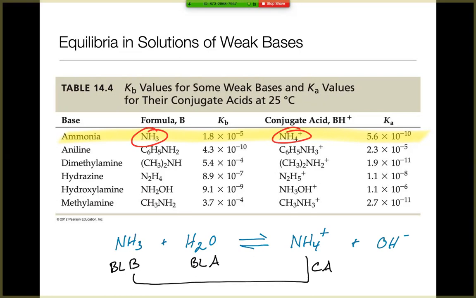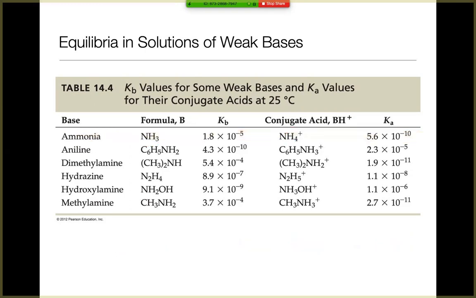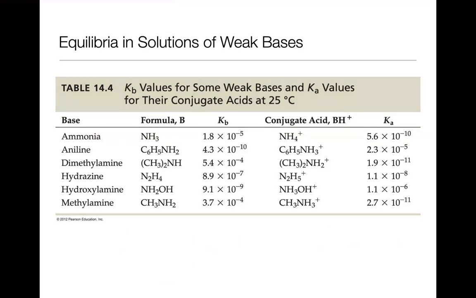And so there's going to be a Kb expression for ammonia. You can also write a Ka expression for ammonium and determine the Ka value for the conjugate acid and the Kb value for the base. It sounds a little confusing, it might be right now, but let me show you an example of how Kb and Ka are related. They look very different, but they're actually related.